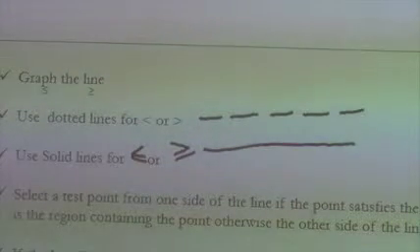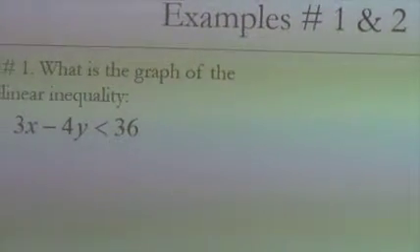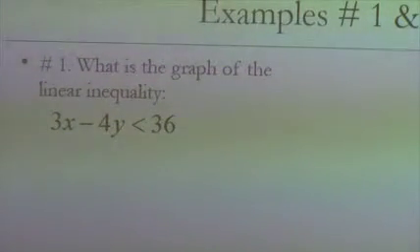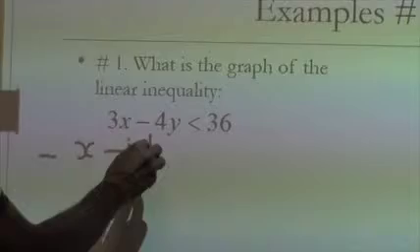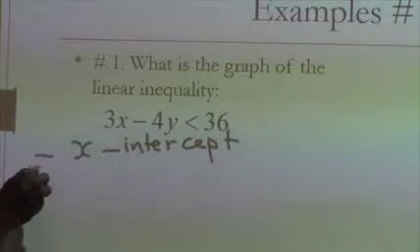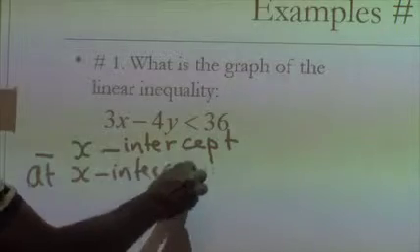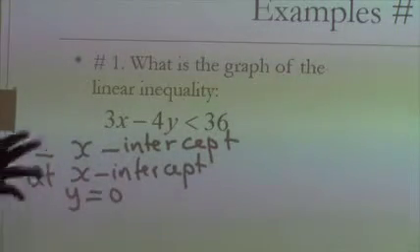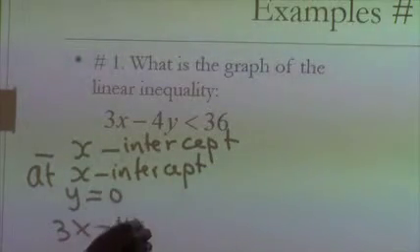So let's do some examples and see how it works. Here we have: what is the graph of the linear inequality 3x minus 4y less than 36? Now, to graph the boundary line, we can consider two important points. We can find what we call the x-intercept, and based on previous videos, you know that at the x-intercept the value of y is equal to 0. So I'm going to substitute 0 for y.